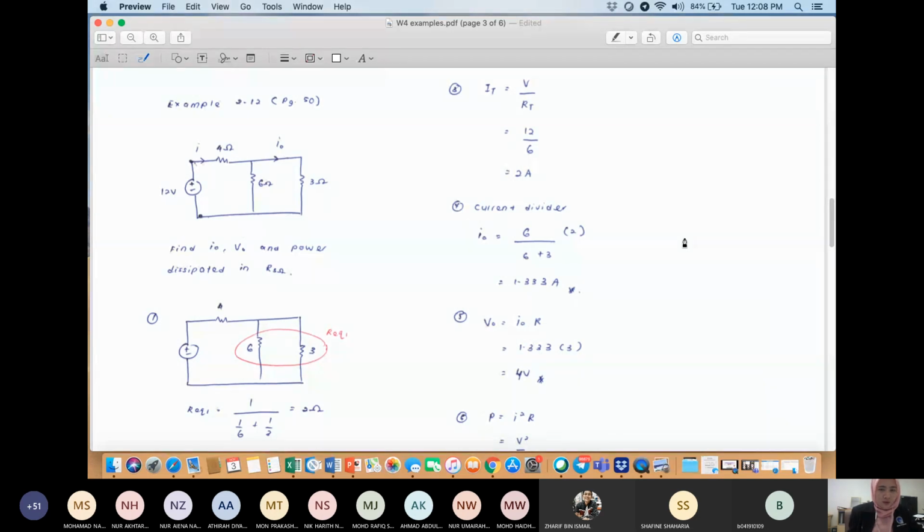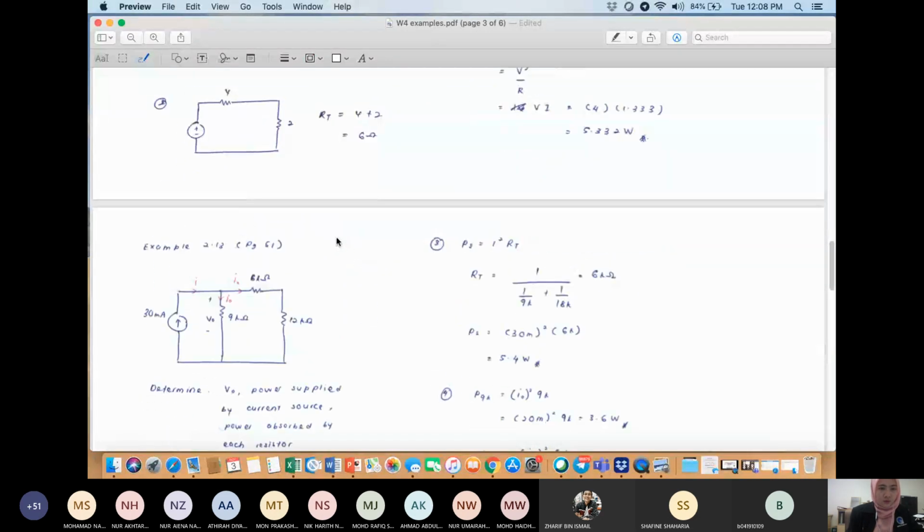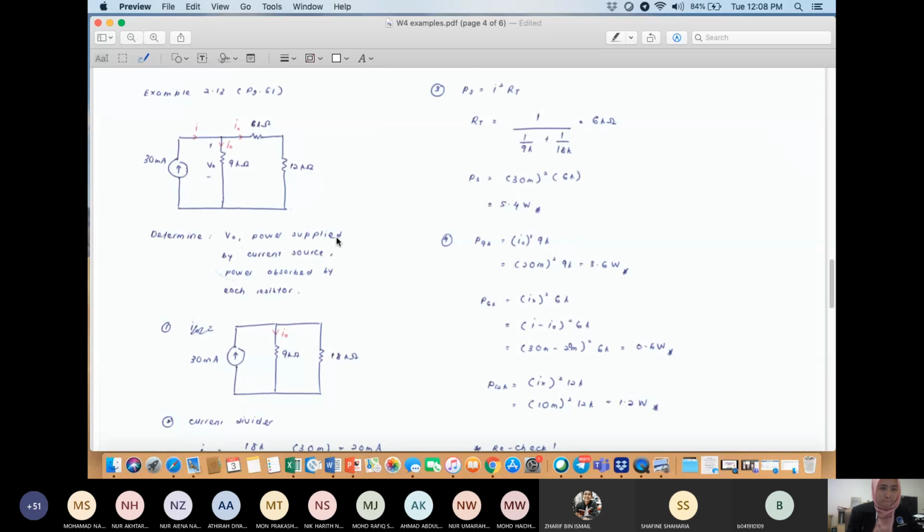Okay, so next is example 2.13. Okay, this one. So example 2.13, page 51 in the Sadiku book. Okay, so you were given this circuit. Find V naught, power supplied by the current source, the power absorbed by each of the resistor.